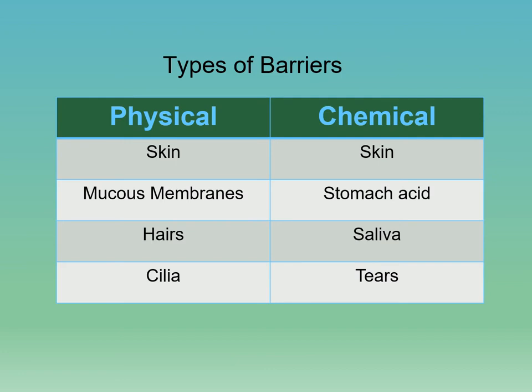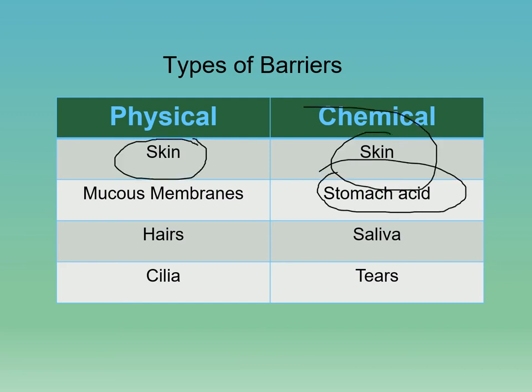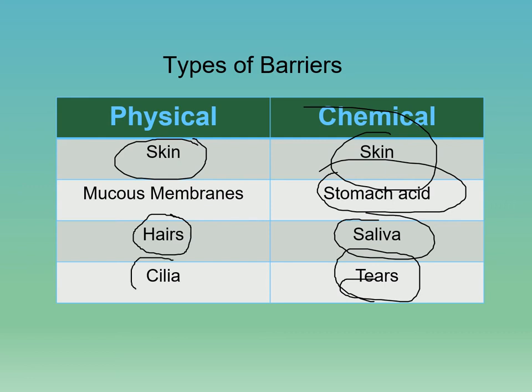So this is just a few examples of types of barriers in terms of physical and chemical. Like I said, the skin has both physical and chemical. You've got stomach acid as chemical, saliva, tears, any kind of fluid, and I suppose any chemical that is released by the body that helps protect. And then the physical barriers, you've got hairs, nostril hairs, you've got cilia of the sort of pipes, which we'll go into, and the mucous membranes.